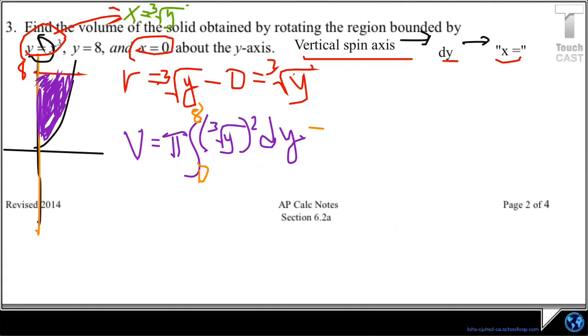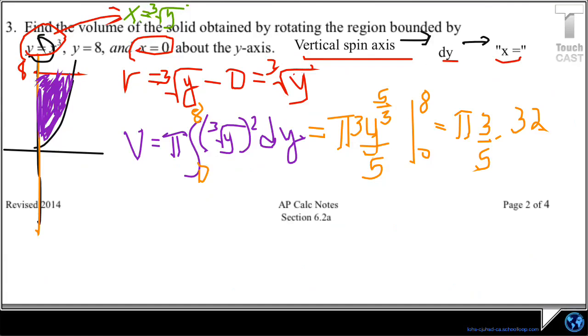So when I integrate, I get y to the 5 halves, of course, divided by 5 multiplied by 2, and of course I have to substitute first in 8 and then 0 to get. Oops, probably caught that mistake, should have been y to the 5/3. Now substituting in 8, I get 32, and of course substituting in 0, I'll get 0, which gives me a grand total of 96 pi over 5.